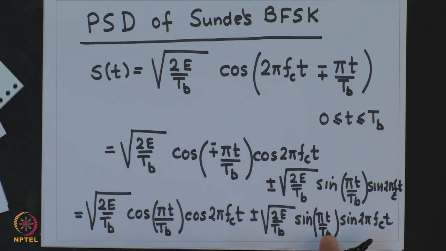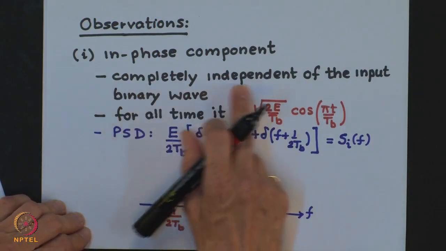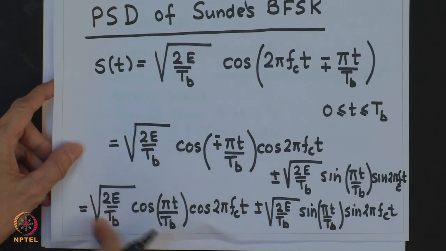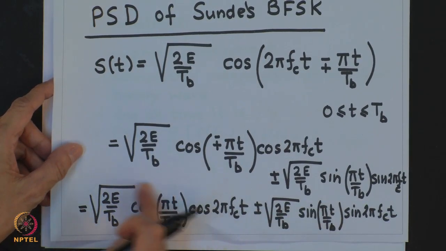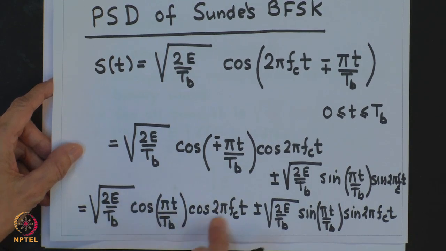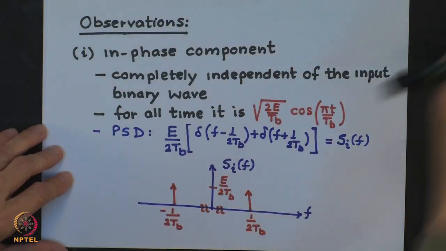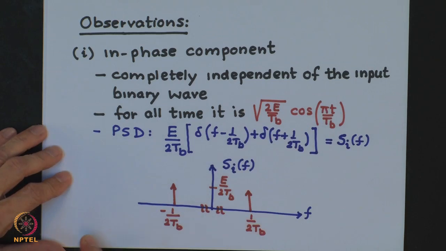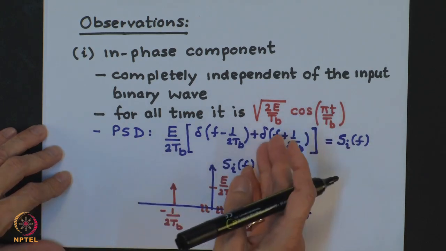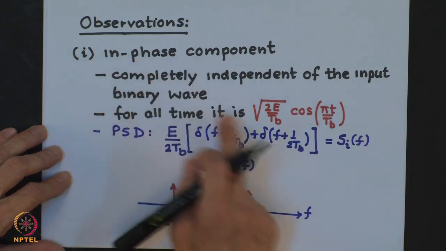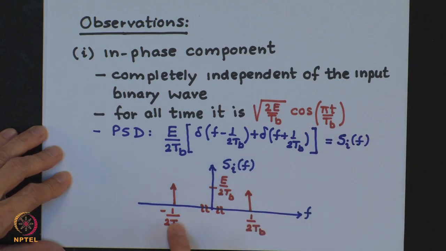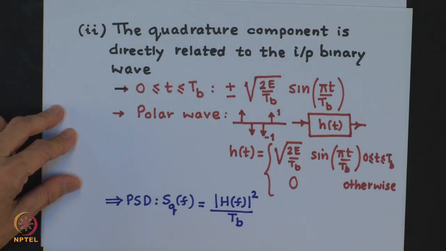Remember this binary FSK signal has continuous phase. So, the first observation pertaining to the in-phase component is that this is completely independent of the input binary wave. Irrespective of the binary wave, this is the in-phase component, and so for all time it is this quantity. So, the power spectral density of this is very easy to calculate. We indicate this power spectral density for the in-phase component as S_I(f), and this is the spectrum for the same. Let us look at the quadrature component. We see that the quadrature component is directly related to the input binary wave.